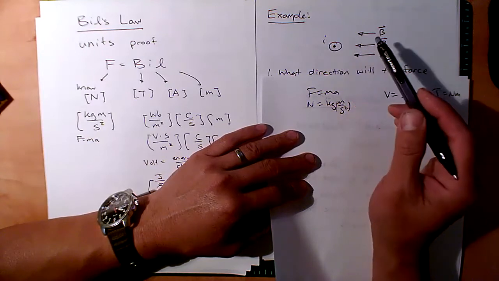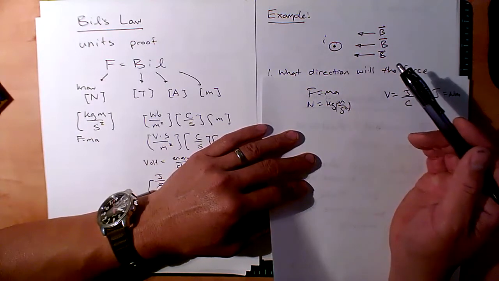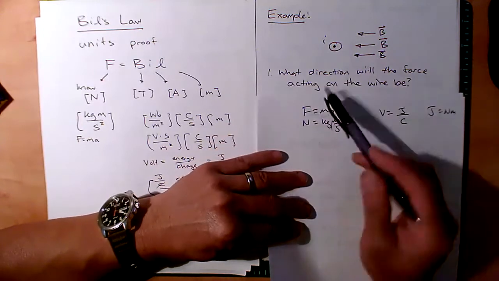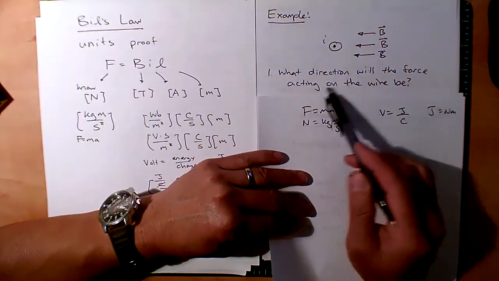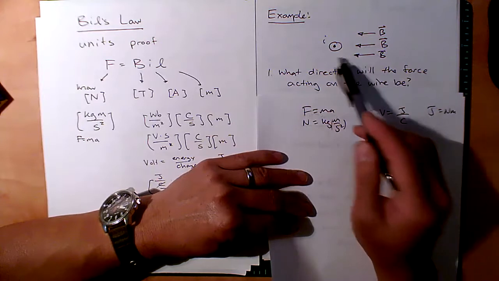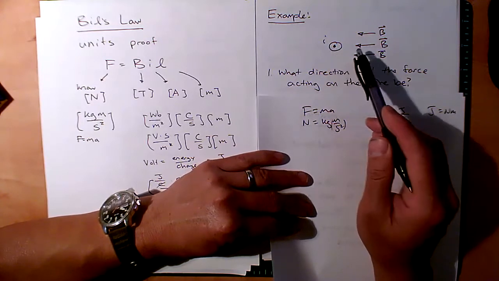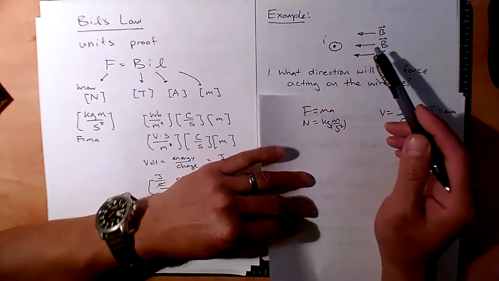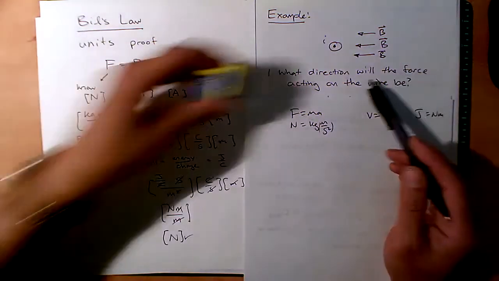So that means we could use the Lorentz force or the Bill's law equation. And the question is, what direction will the force acting on the wire be? All right. Okay, so good. B and I are perpendicular. We can answer that first question using our cube.